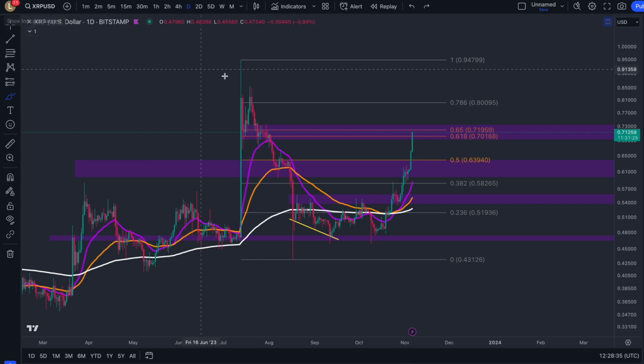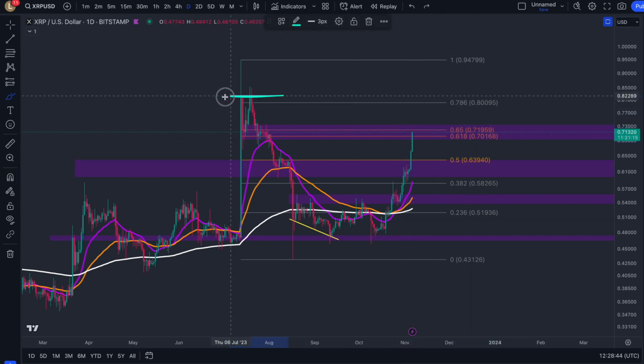It was in the thumbnail, and the levels that need breaching in order to make this all happen are a break of this level, as well as one more at the 0.786 fib, because we have the closes over there.